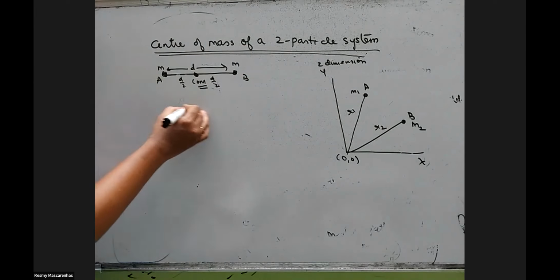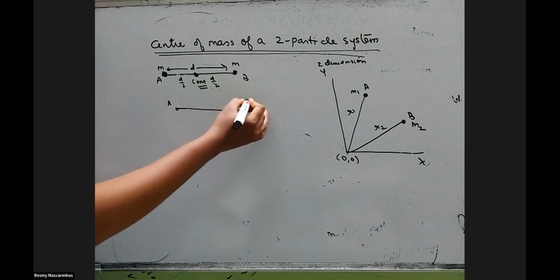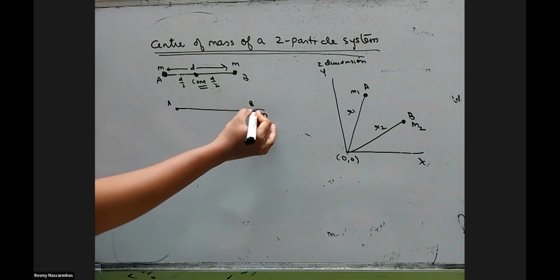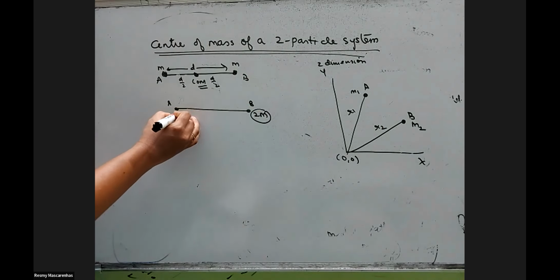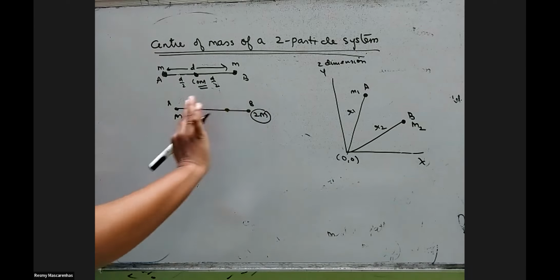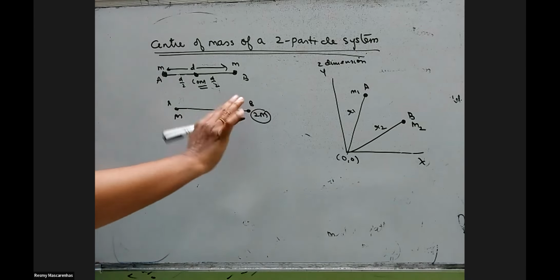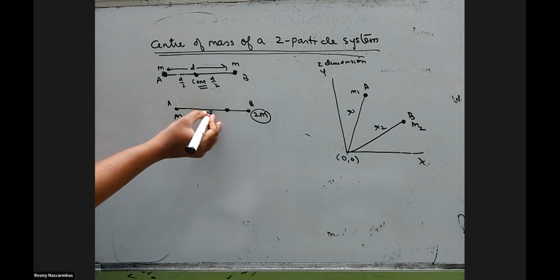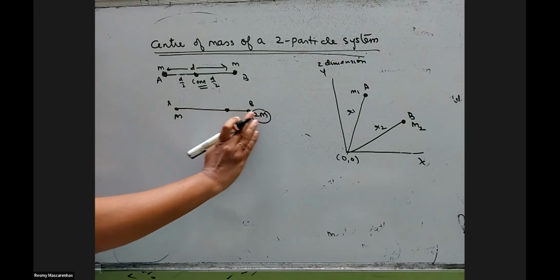Same way, suppose you have A and B, and this is 2m, double, a little heavy on this side, and this is m. Somehow it will be more towards this side. Why? On the heavier side, it will balance. Center of mass will not be exactly at the center, it will be toward the heavier side.